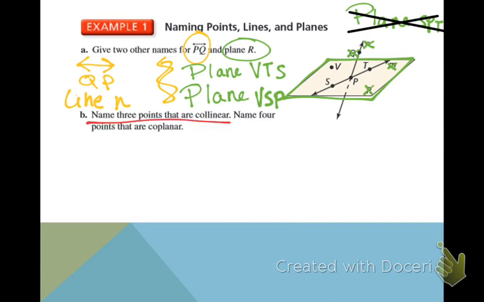Name 3 points that are collinear. Blake, what does collinear mean? I see you, Faden. Points on the same line. Thank you. Points on the same line. So go ahead and help me name 3 points on the same line.